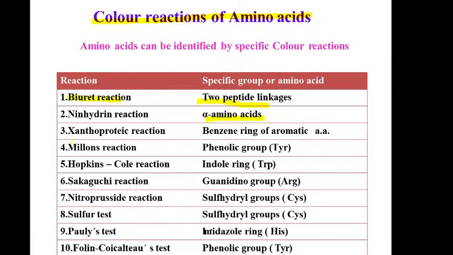If you are able to see, we have Millon's reaction, which is basically for the phenolic group, which is tyrosine. Similarly, we have the sulfur test for cysteine. We have Pauly's test for histidine. We have Pauly's test for tyrosine. So we have different reactions for different amino acids.